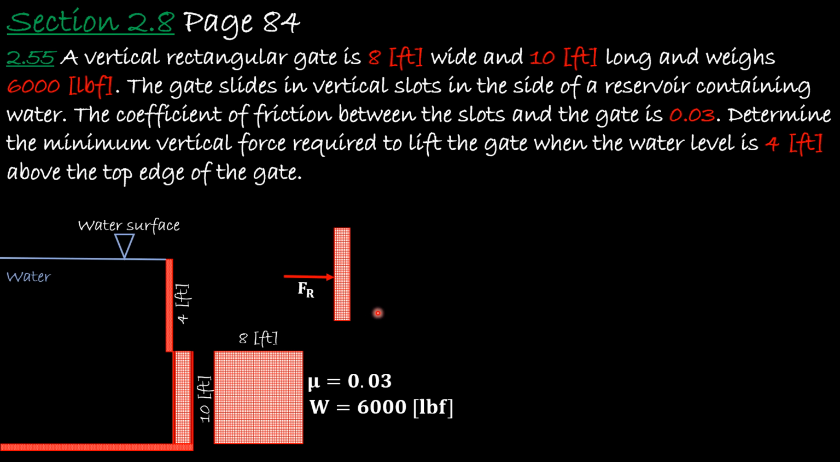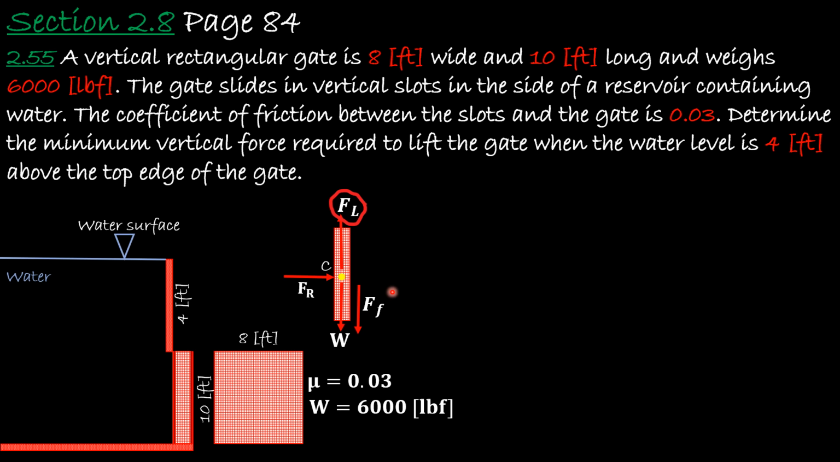What other forces will be applied on this gate? We have the weight, 6,000. That's the weight of the gate. What else? The force that we need to find. We want to lift this gate, the vertical force. So let's call it force lift. And that's what we're looking for. And as we are lifting the gate up, the friction force opposes the motion, so it will be down. So that's the force of friction.